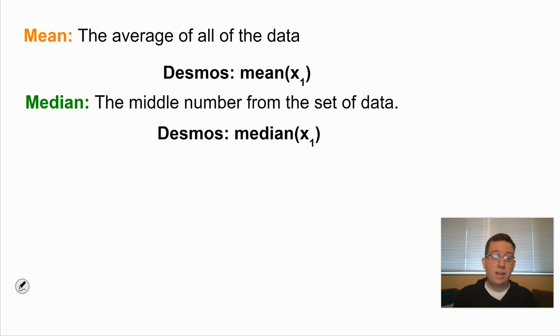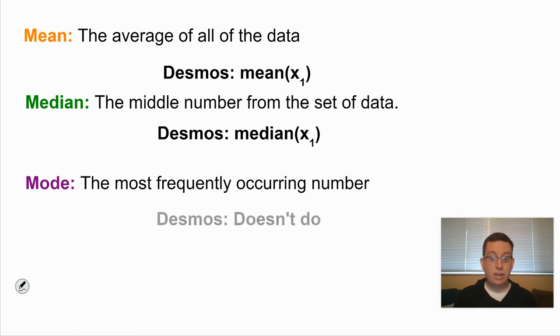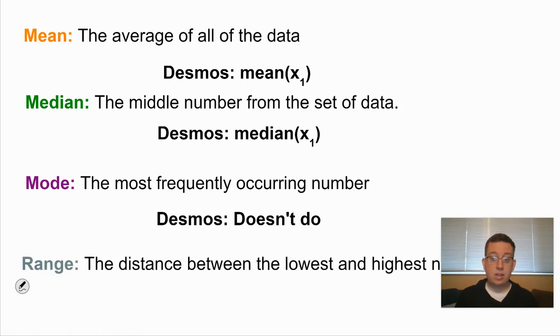The next one we have is the mode, and a lot of people forget this one. The mode is the most frequently occurring number. So what number repeats the most? Now, unfortunately, this is the one measure that Desmos won't do. So sorry, y'all, you're going to have to find it on your own. Now, remember, you can have more than one mode. You could have 2 modes. You could have 3 modes. Now, if there are no repeats, we would just say none. There are no modes.